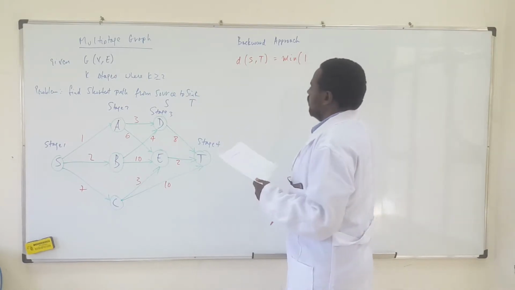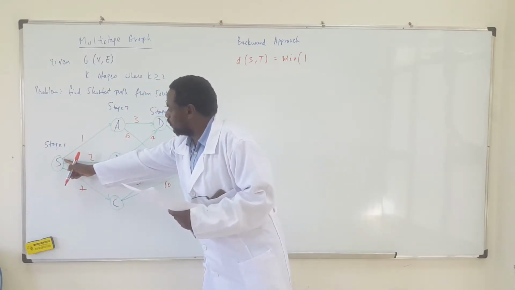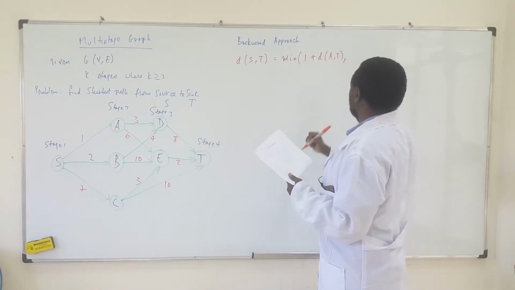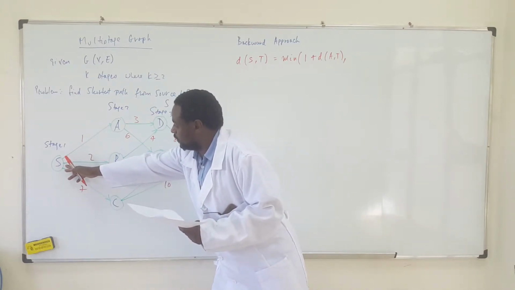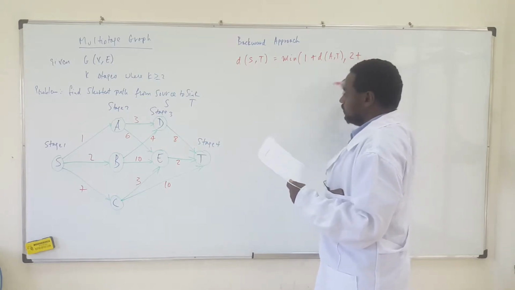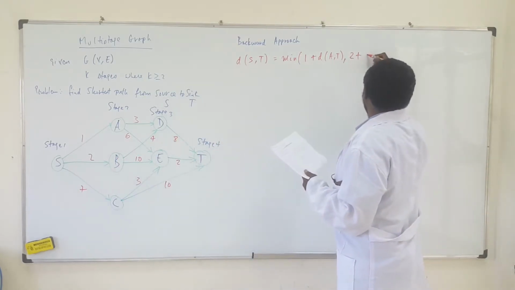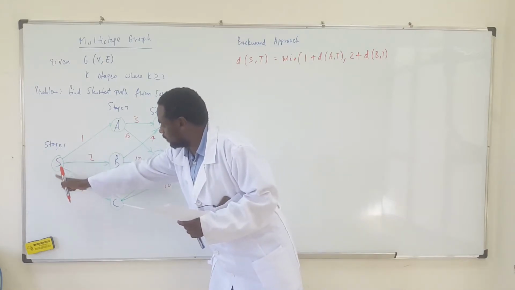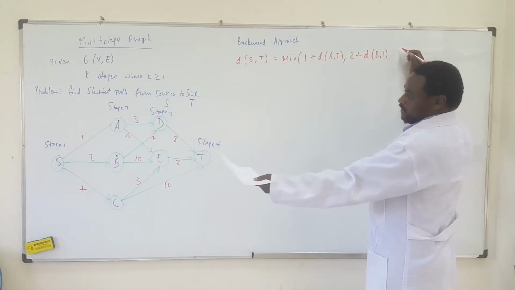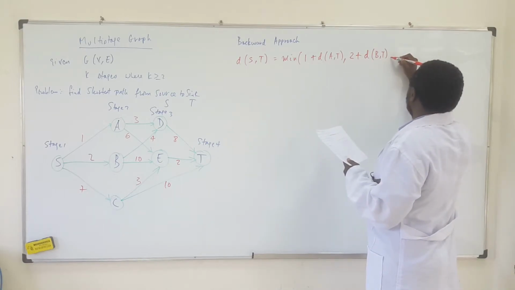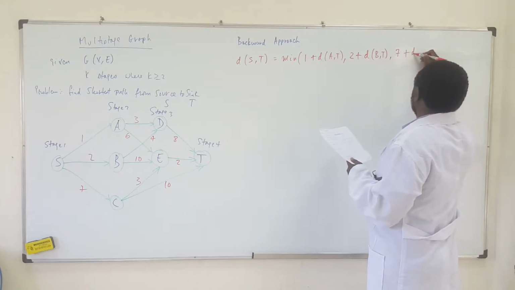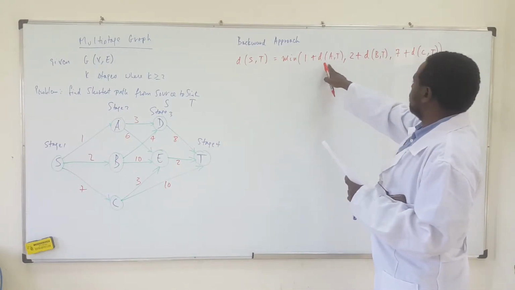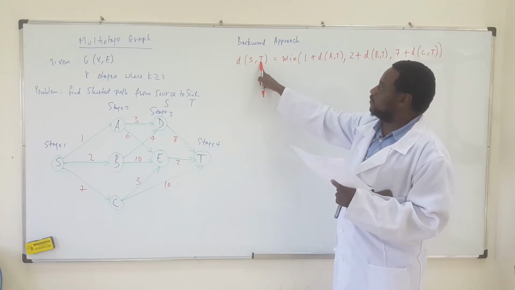the minimum of 1 plus distance from A to T, or the minimum distance from S to B, which is 2, right, plus distance from B to T, or the other one, going from S to C and from C to T. So how much does it cost us from S to C? It will cost us 7 plus distance from C to T. So the minimum of these three is the minimum from S to T. But now what is the problem?